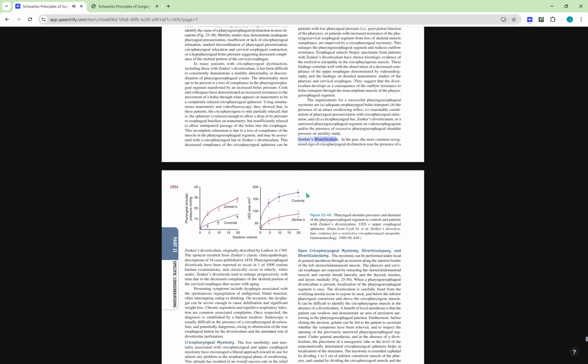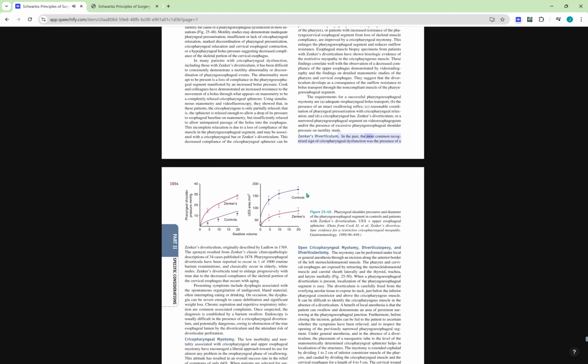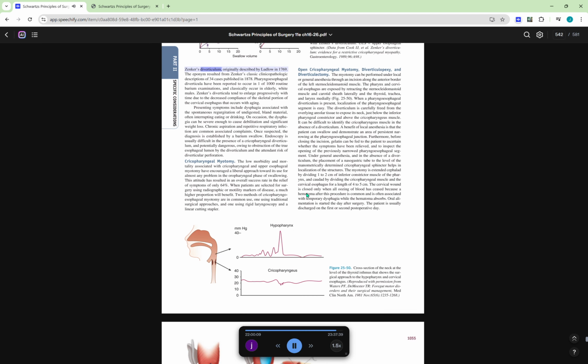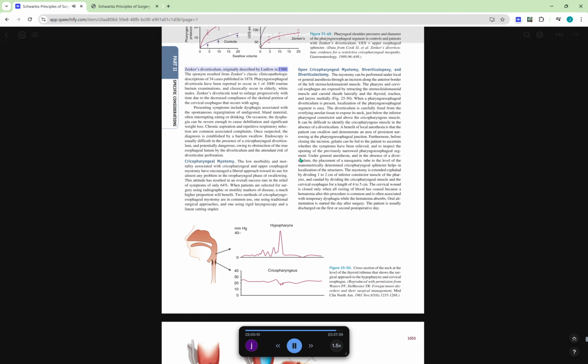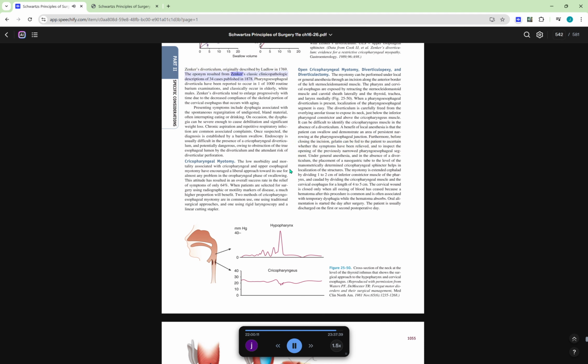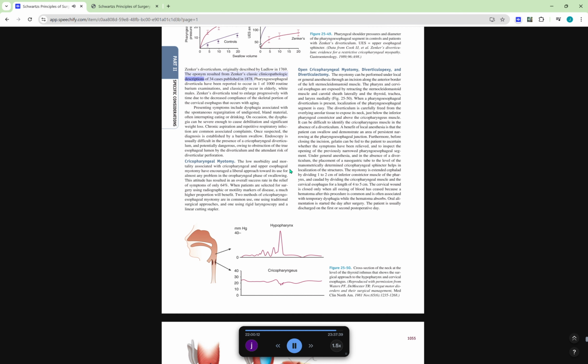Zenker's diverticulum. In the past, the most common recognized sign of cricopharyngeal dysfunction was the presence of a Zenker's diverticulum. Originally described by Ludlow in 1769, the eponym resulted from Zenker's classic clinico-pathologic descriptions of 34 cases published in 1878. Pharyngoesophageal diverticula have been reported to occur in one of 1,000 routine barium examinations and classically occur in elderly white males. Zenker's diverticula tend to enlarge progressively with time due to the decreased compliance of the skeletal portion of the cervical esophagus that occurs with aging.